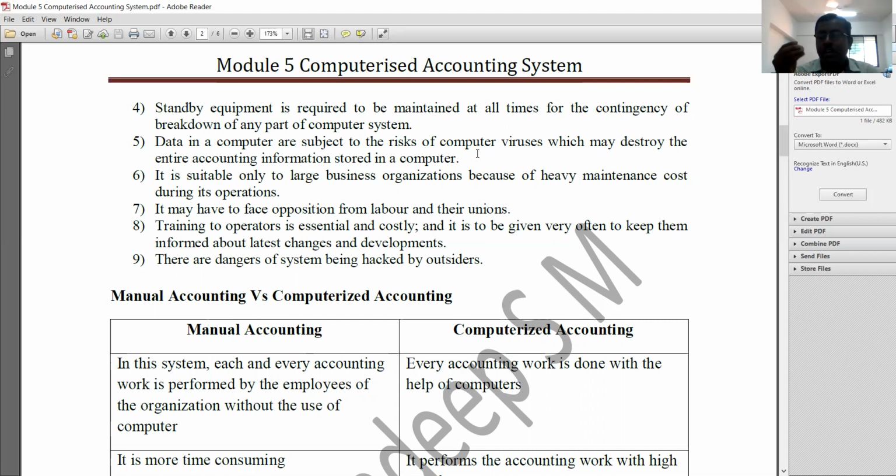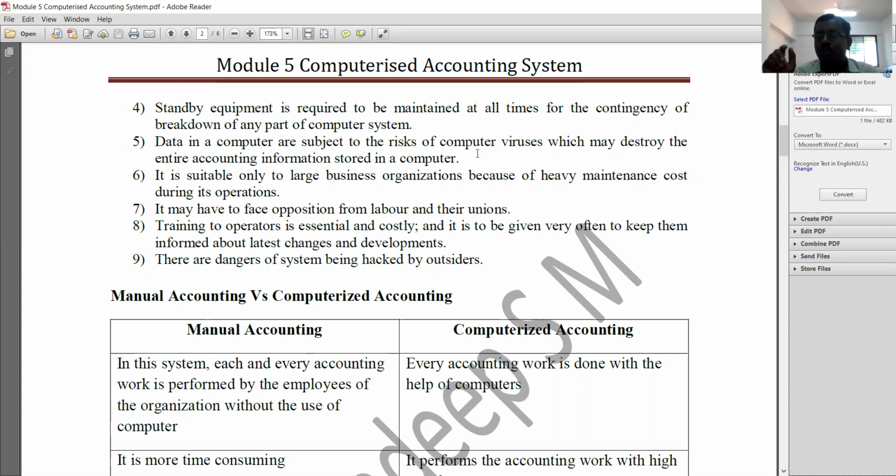Then next one is labor unions. They may resist, or you can say they may be against this computerized accounting system. Why may they not accept it? Because it reduces the number of accountant positions in a company. That is one thing. And the second thing is that the skills they have may not be suitable for computerized accounting, so they may face difficulty at the time of working on it. So these labor unions will always show resistance to change.